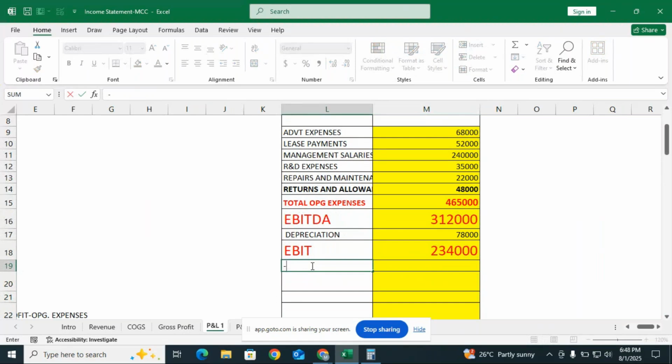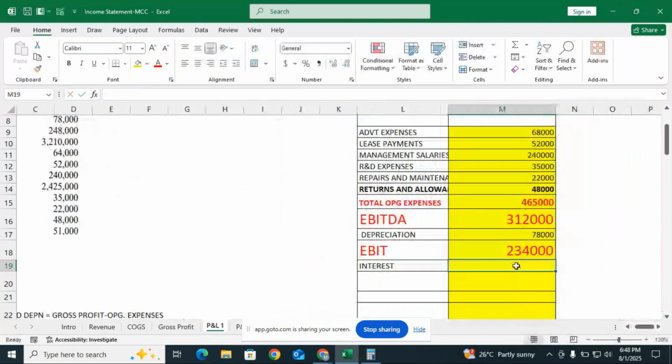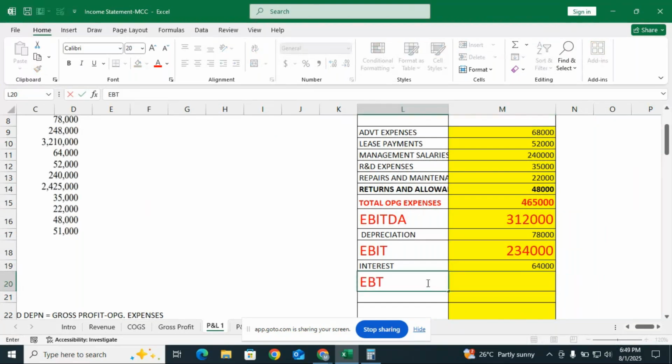Minus, it will be interest. So what is the interest payment? It is 64,000. So after interest it becomes what? Earnings before tax. So it will be equal to 2,34,000 minus interest. So again you remove I. So it becomes EBT. Now you have to remove T, tax.